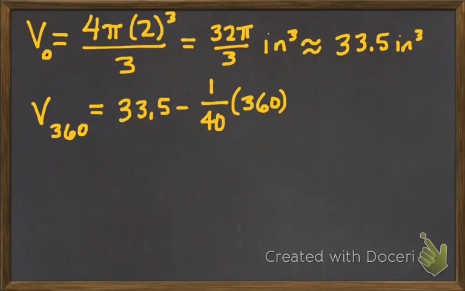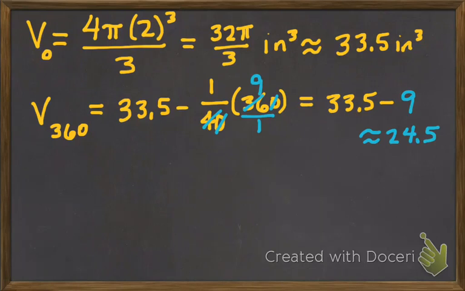So that's the equivalent to 33.5 minus, and let me show you the arithmetic here, again in my never-ending quest to help you get more comfortable with these things. The zeros would cancel off, and then if you've got the 36 and the 4, I can reduce by a factor of 4 to make that 9. So this is 33.5 minus 9, which gives me approximately 24.5 cubic inches.